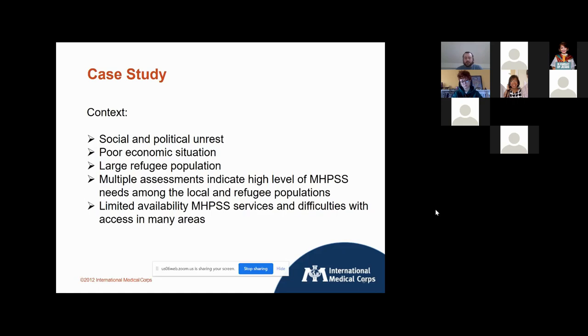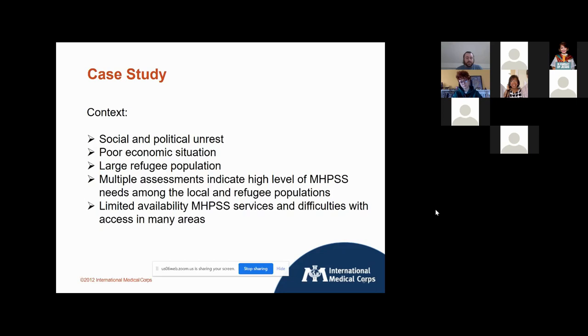And this is being addressed through a task shifting approach within the country, in terms of providing capacity building and supporting system strengthening to provide additional MHPSS services within multiple locations in the country by non-MHPSS specialists, people who were not MHPSS practitioners prior to these projects that are being implemented at the moment.